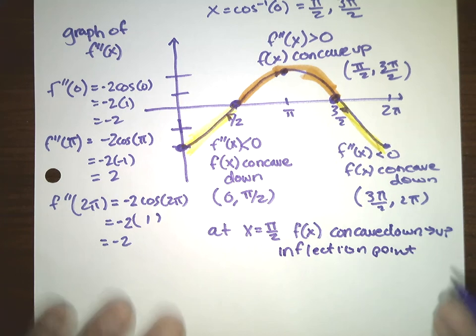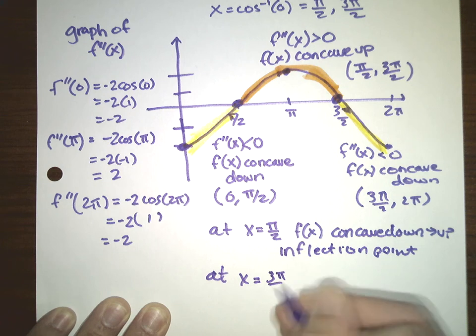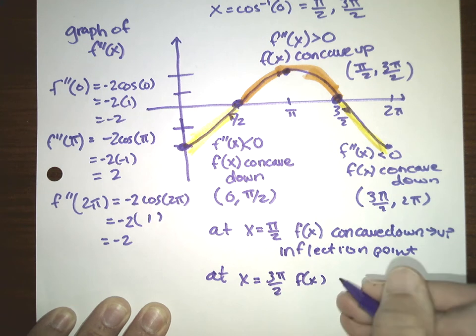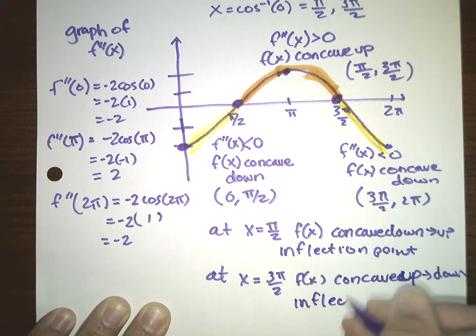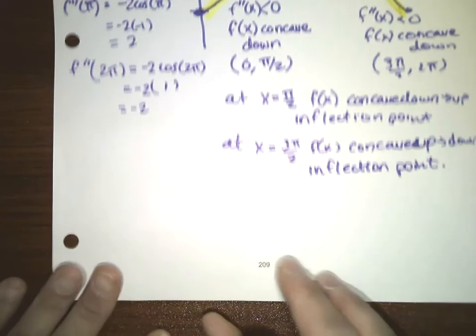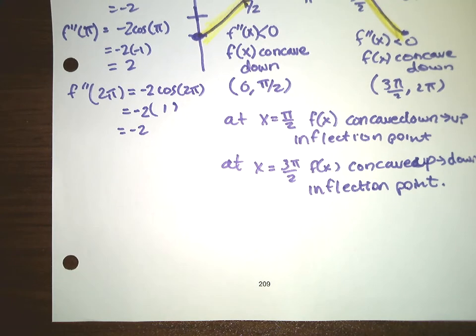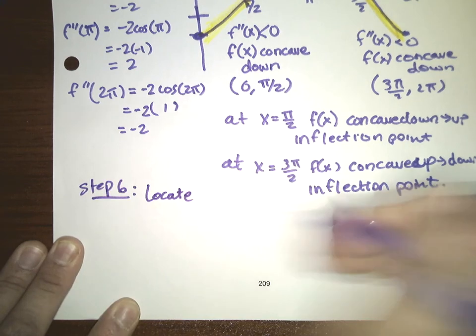And then at x equals 3 pi over 2, f of x is going from concave up to concave down. So that means there is an inflection point there as well. All right, so try to remember that. And now we need to figure out where there is a relative or absolute extremum. That's step 6.